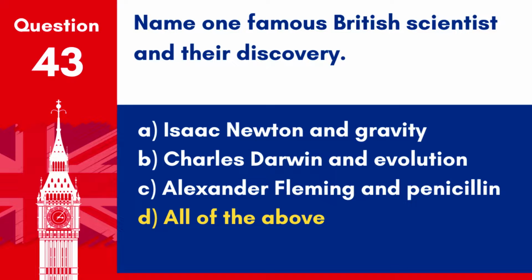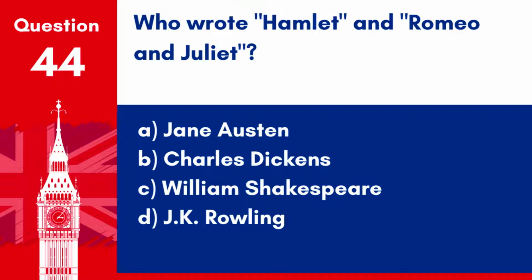Answer: D. All of the above. Isaac Newton is famous for his laws of motion and gravity, Charles Darwin for the theory of evolution, and Alexander Fleming for discovering penicillin.